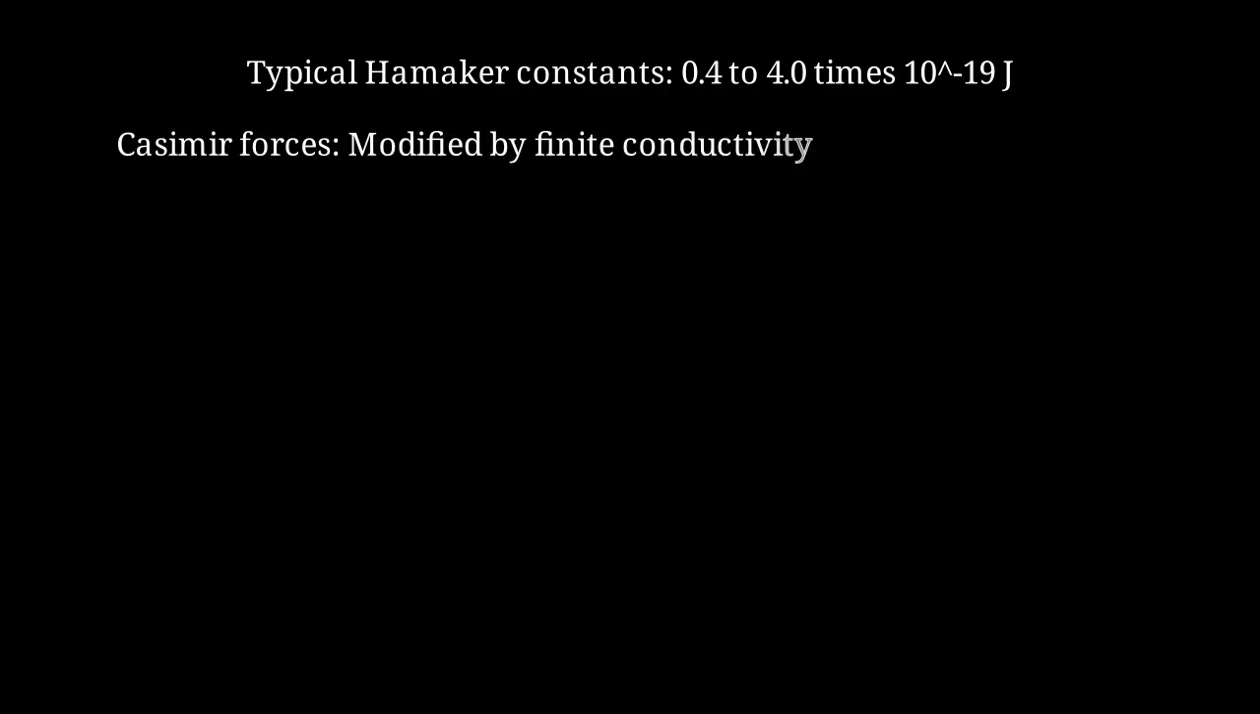Casimir forces are modified by finite conductivity of real materials. The ideal calculation assumes perfect conductors, but real metals have finite conductivity, especially at low frequencies. The real Casimir pressure is the ideal pressure times a correction factor eta that depends on conductivity sigma and separation d. For good conductors at small separations, eta is close to 1.